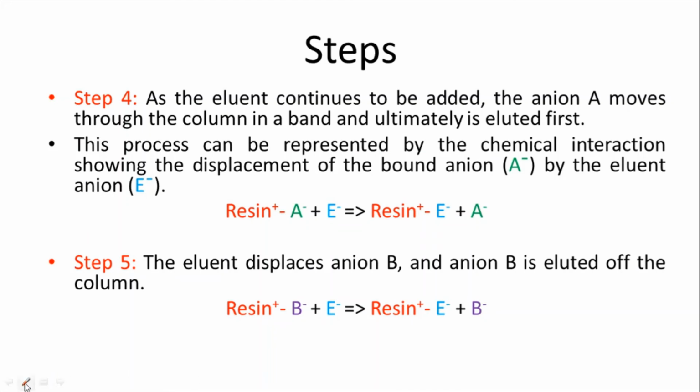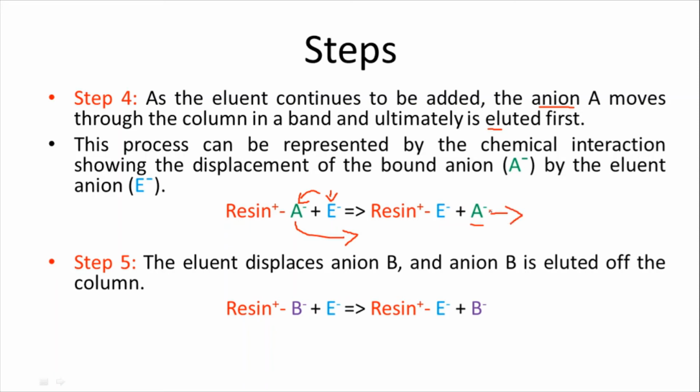Step 4, as the eluent continues to be added, the anion A moves through the column as a band and is ultimately eluted first. How is it eluted first? You are continuously adding the eluent. This eluent has more anionic nature than sample A, so it can readily replace it. So automatically the A molecules get out. At that time we can elute the sample A molecule according to the charge.